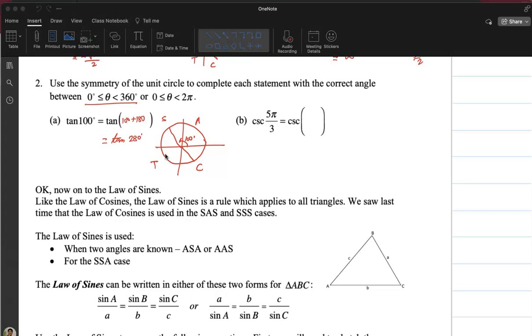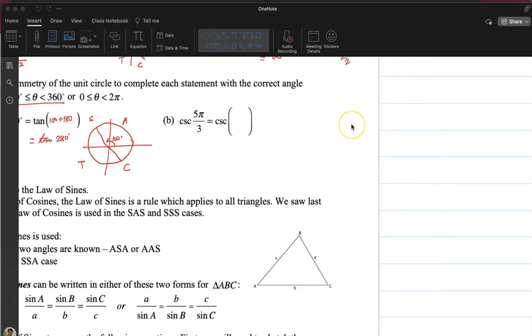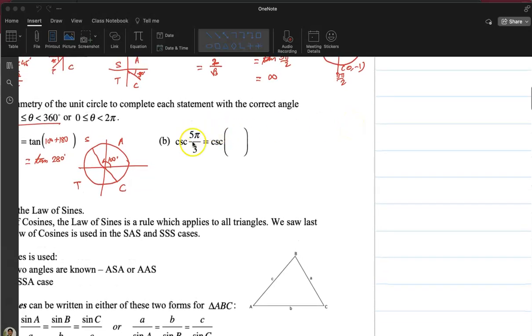Next. I should convert it, right? Pi by 3 is 60. 60 times 5 is 300. So csc is 1 over sine, 1 over sine of 300.